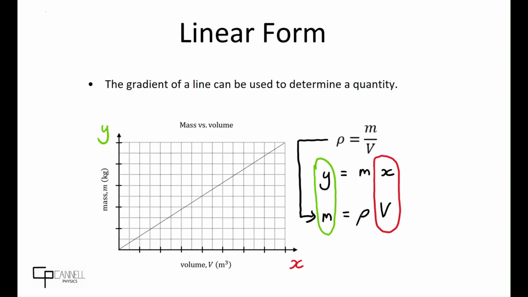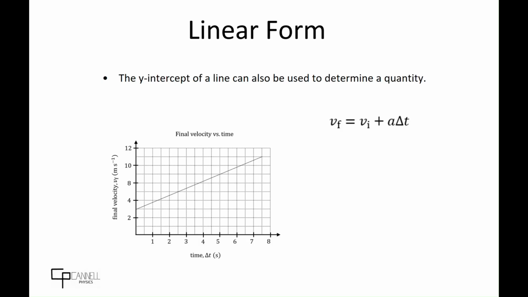So what's left? It looks like the density term matches up nicely with the gradient term. So therefore, the gradient of this line is equal to density. And I'm just going to write this on the graph itself. And I was able to deduce this simply by getting the equation into linear form and then lining the terms up.